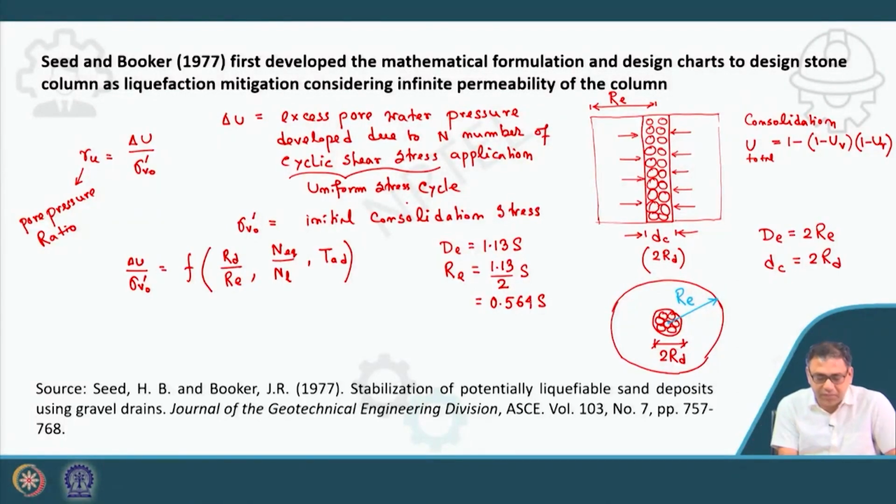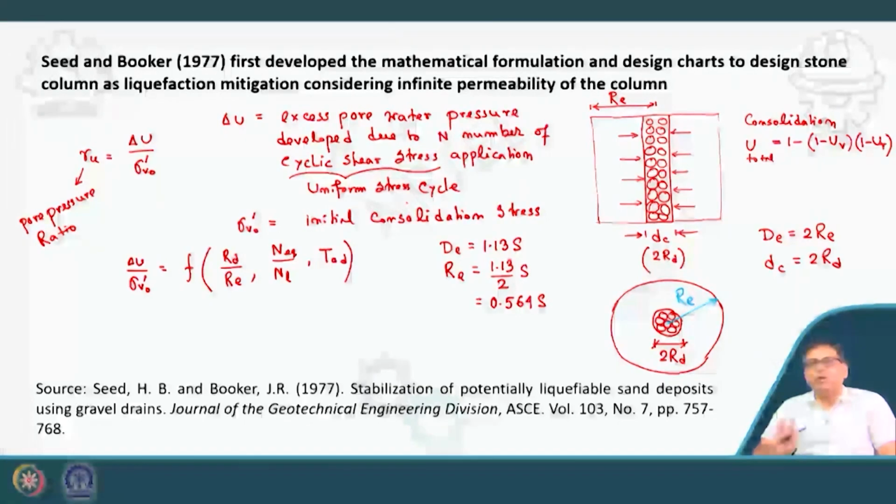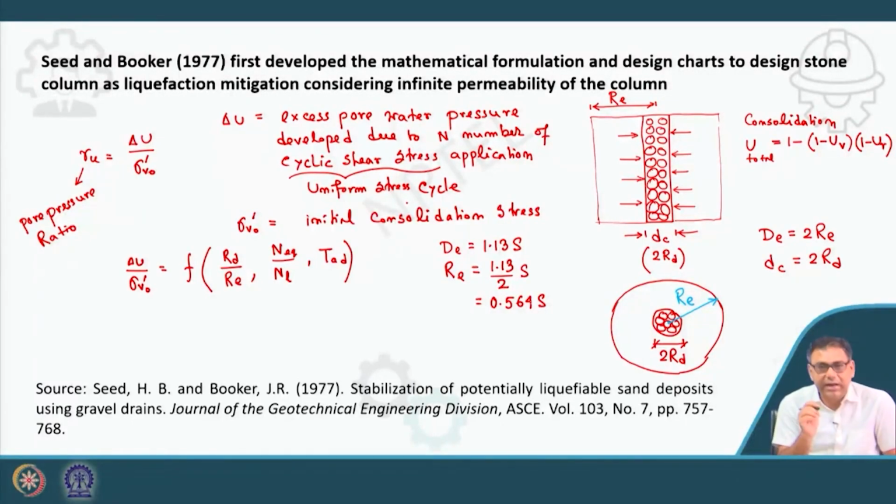So basically the first part is spacing to diameter ratio or diameter to spacing ratio. That means your generation of excess pore pressure is a function of this diameter and the spacing, which is obvious because it depends on the spacing and it depends on the diameter also. So that is one. Second one is N equivalent.